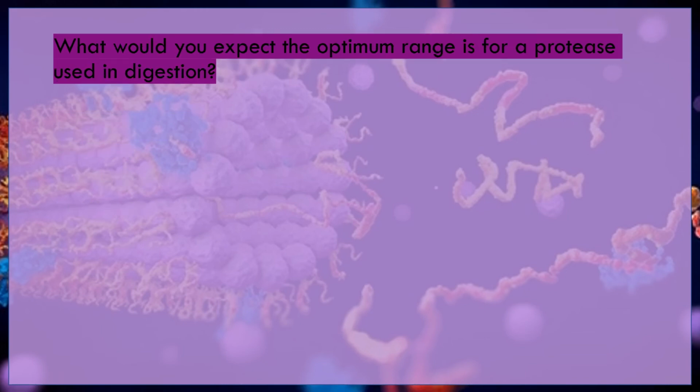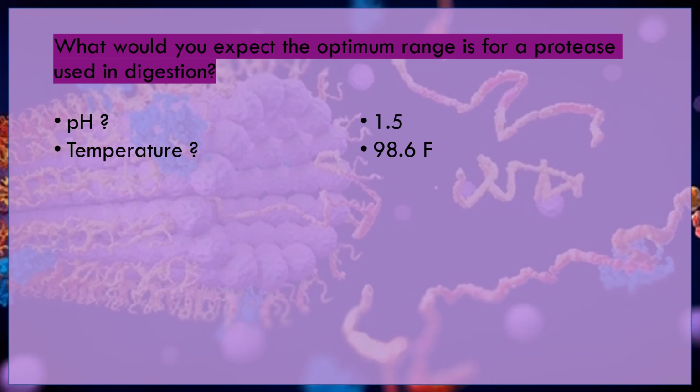That's the optimum range for a protease used in digestion. So what do you think the pH would be? Okay, if we're talking digestion, the pH would be most optimally 1.5 because we're talking about very strong acid inside the stomach. What would we think the temperature would be? Okay, the body functions at 98.6 degrees at all times for its best functioning.